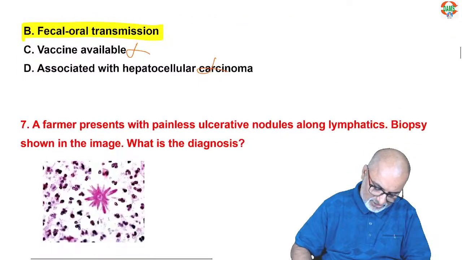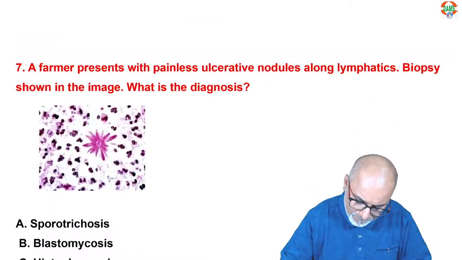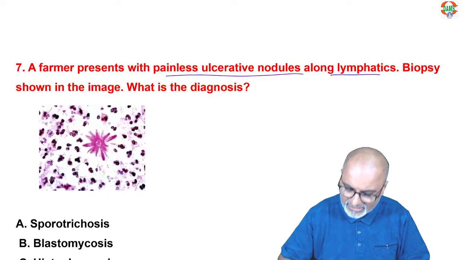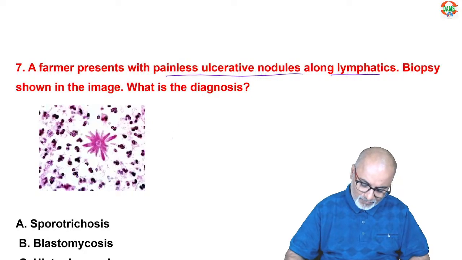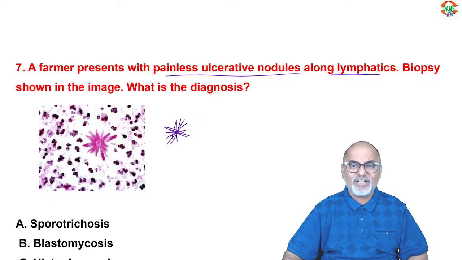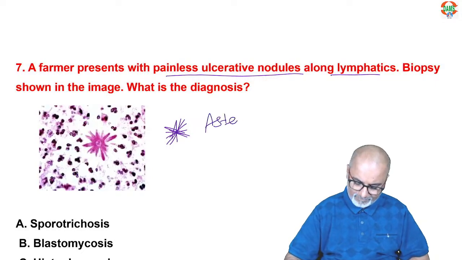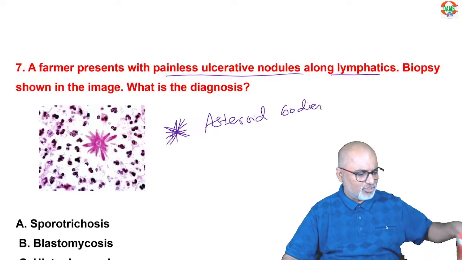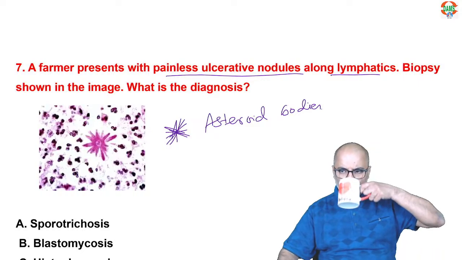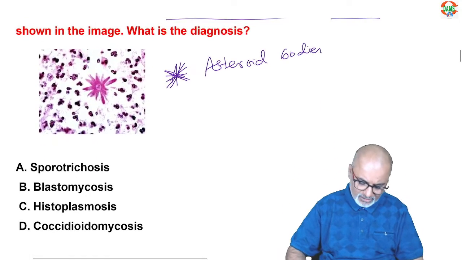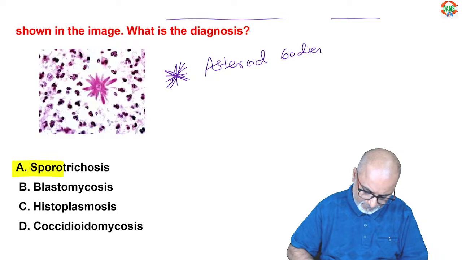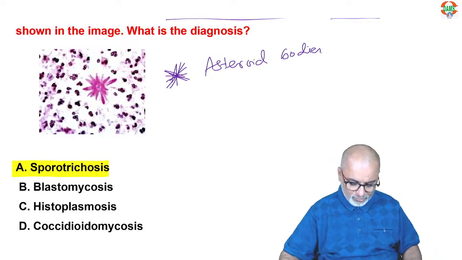Got it? Next is a farmer presents with painless ulcerative nodules along lymphatics. Biopsy shown in the image. What is the biopsy structure, my dears? You may get questions like this. Asteroid bodies. The name is asteroid bodies. Asteroid bodies are diagnostic of sporotrichosis.